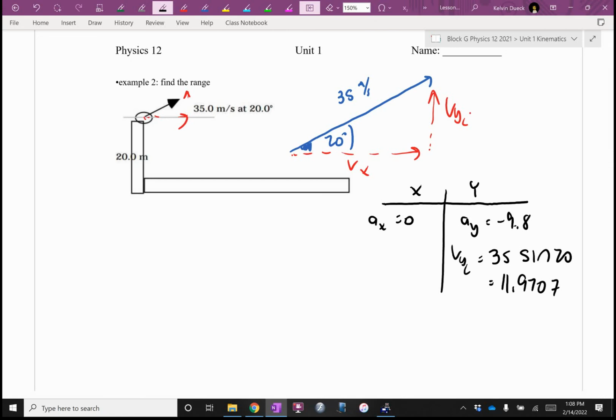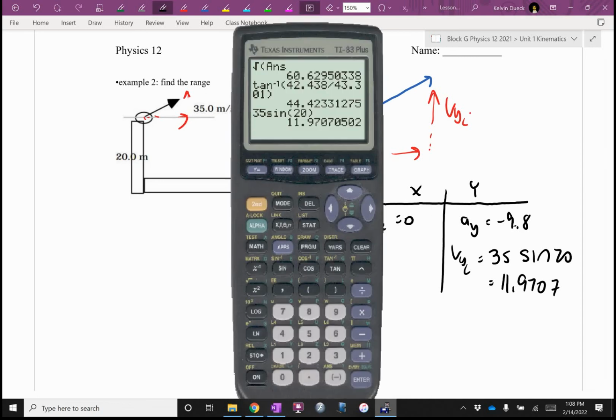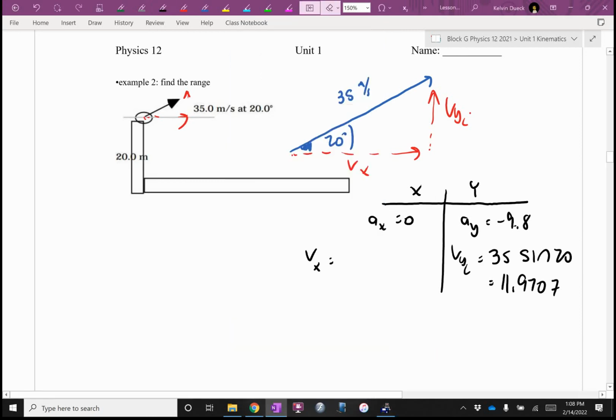Now what? Vx. Well, if Vy was sine, which trig function is Vx going to be? Of course it is, cosine. And I can just backspace and edit. And I get 32.889.